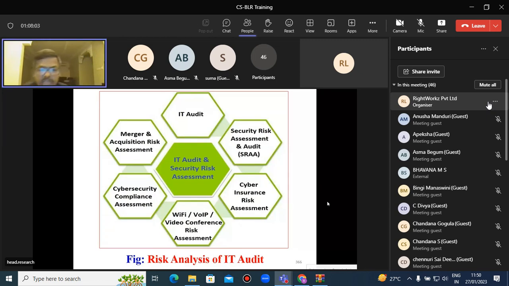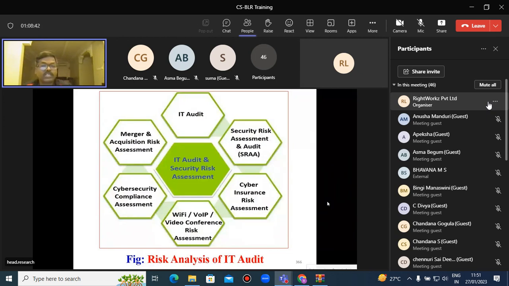Then Wi-Fi or VoIP, wireless fidelity, voice over internet protocol, video conference risk assessment. This is also one of the risk analysis of IT audit. Then cyber security compliance assessment. What type of cyber security mechanism are you using? It is a way of protecting your system, server, data center against the cyber criminals, cyber attackers, malicious attackers, etc. That assessment also comes under risk analysis of IT audit.